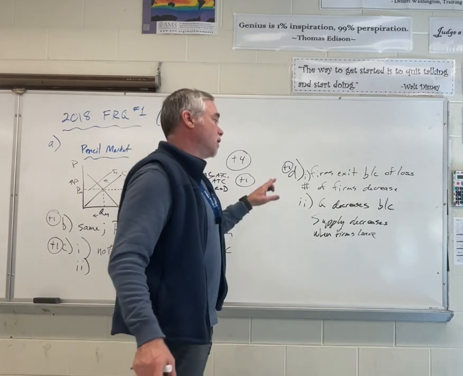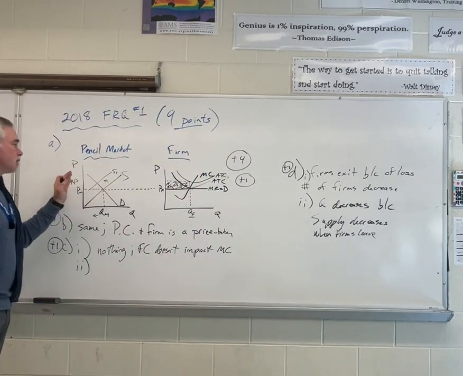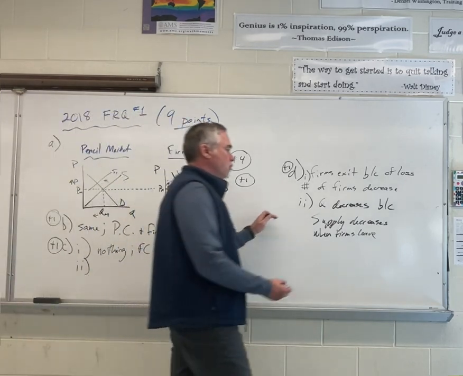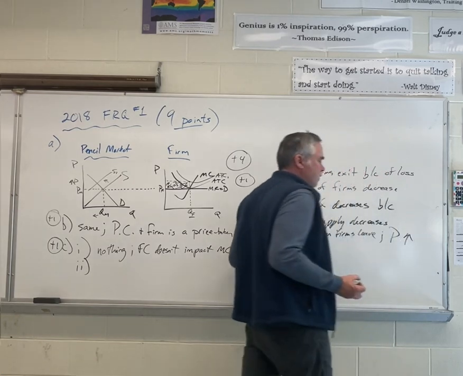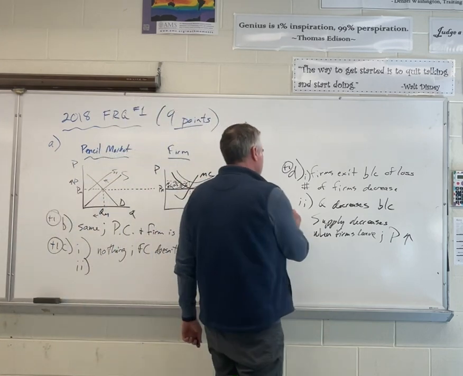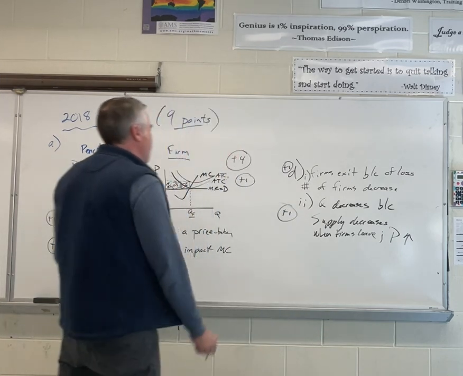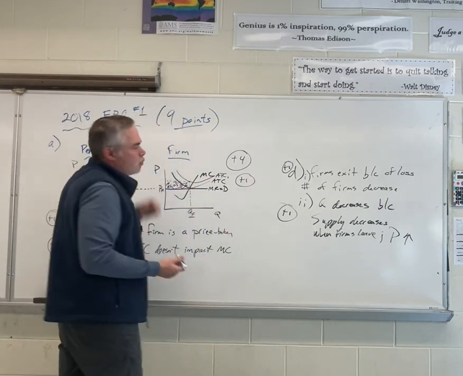And it also asks about price as well. So the price, because the firms are leaving the market, supply is decreasing, so the price is going to increase. Right, so you would also put that in there. The price increases because supply decreases. So you get that, which gives you another point. So there you have it, 4, 5, 6, 7, 8, 9 points total.